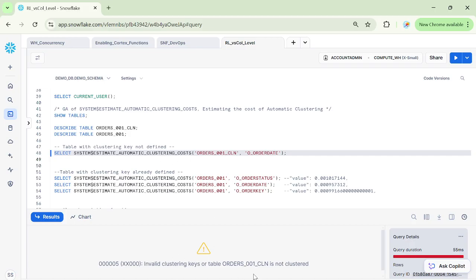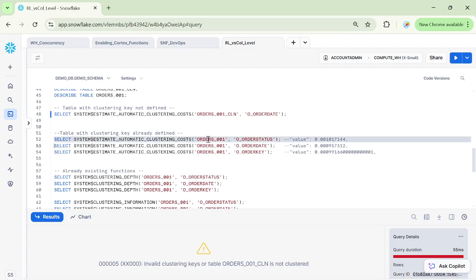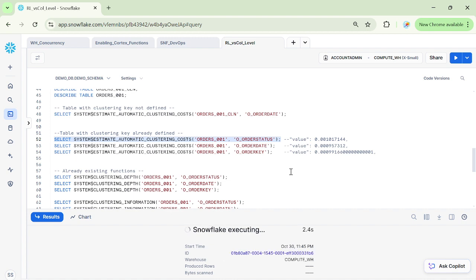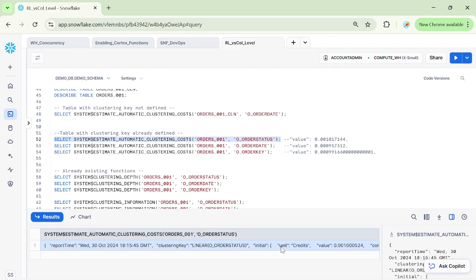You see this function did not execute over here. It even clearly tells us, with an error, that the table has to be clustered, and only then can this function be used. Now there was another table which I was telling you about, which is order 001. I will execute this command on the same table and see what my clustering cost is. Obviously, when we are talking about automatic clustering cost, I am expecting some value with respect to credits.